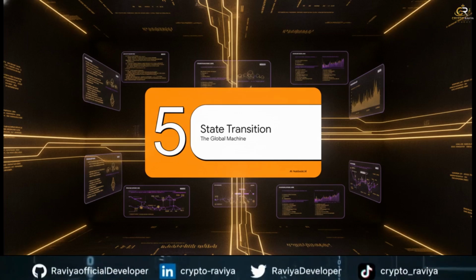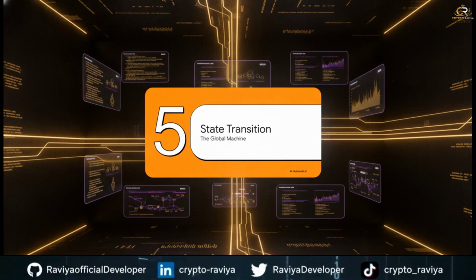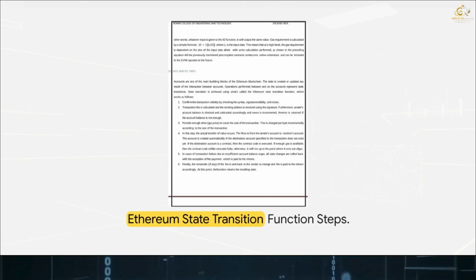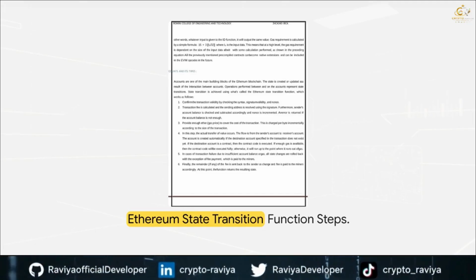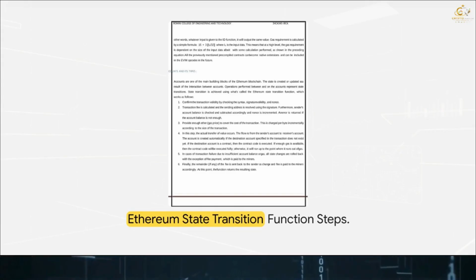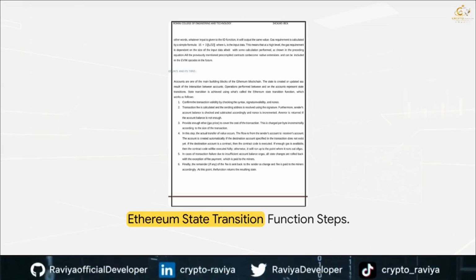Next up, Section 5. The State Transition Machine. So every time a smart contract executes, it doesn't just happen in a vacuum, right? It causes a shift in the entire network's global state. Ethereum is fundamentally a transaction-based state machine. Let's track the exact chronological sequence of a state transition.